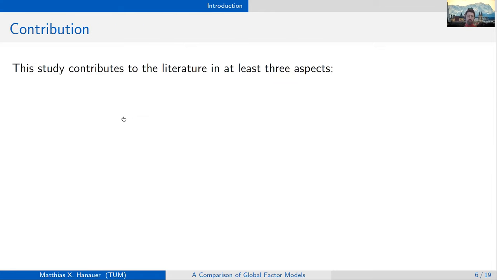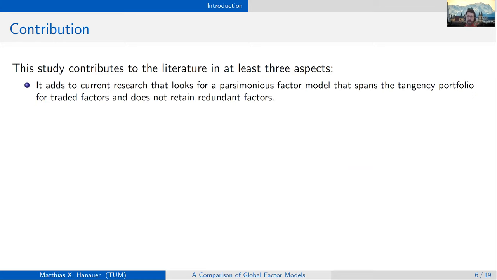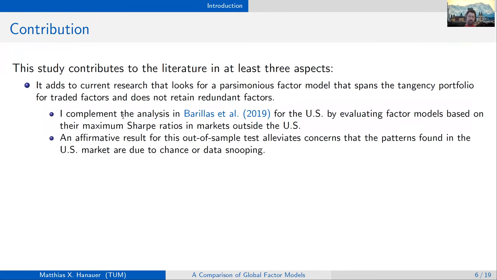So what is the contribution, or what do I aim to contribute with this study to the literature? First of all, I want to check what is a parsimonious factor model. There are more than 300 factors out there, but I want to have a handful or two handful of factors that have a high power. So this I also want to add to this research question. I complement the analysis of Barillas et al. in 2018 in the US and check if the results carry over to international markets. If I find that the same factor model as they propose is also the best factor model in international markets, then this finding is less due to chance or data mining. So then it would really support their conclusions.